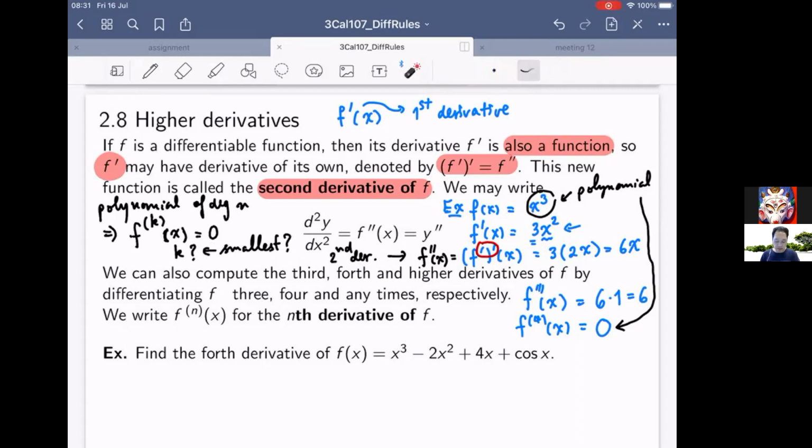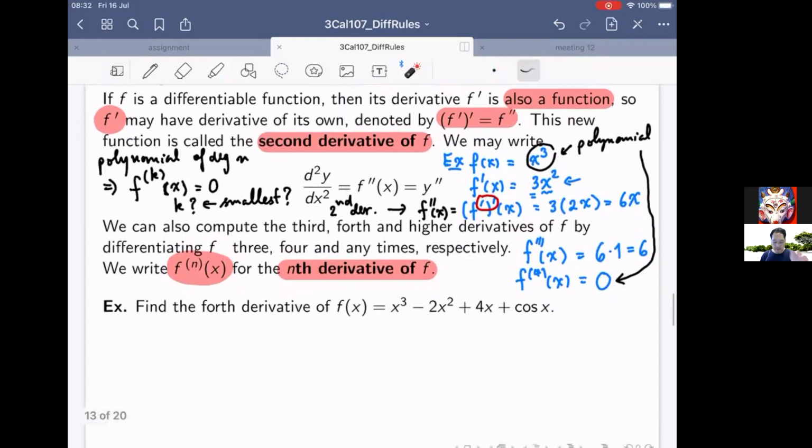Actually, as we said, we can also compute the third, the fourth, and higher derivatives of f. We just find further derivatives 4 times, 3 times, or any number of times that we want. The notation for the nth derivative is f with a superscript n in parentheses. Don't forget the parentheses. This is the nth derivative of f. Usually the prime notation is used up to f triple prime, but beyond that we start to use this notation instead.